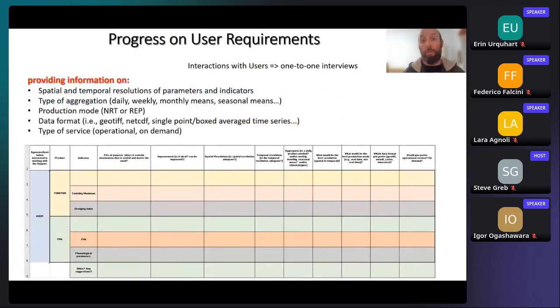Well, how do we interact with users? We spread around a spreadsheet where the users can fill in information on spatial and temporal resolution of parameters and indicators, type of aggregation. We really want to know if the user is most interested in daily products or weekly means or climatologies or whatever. We also want to know if the user is more interested in reprocessed products like statistical analysis or near real-time images, data format, and so on.